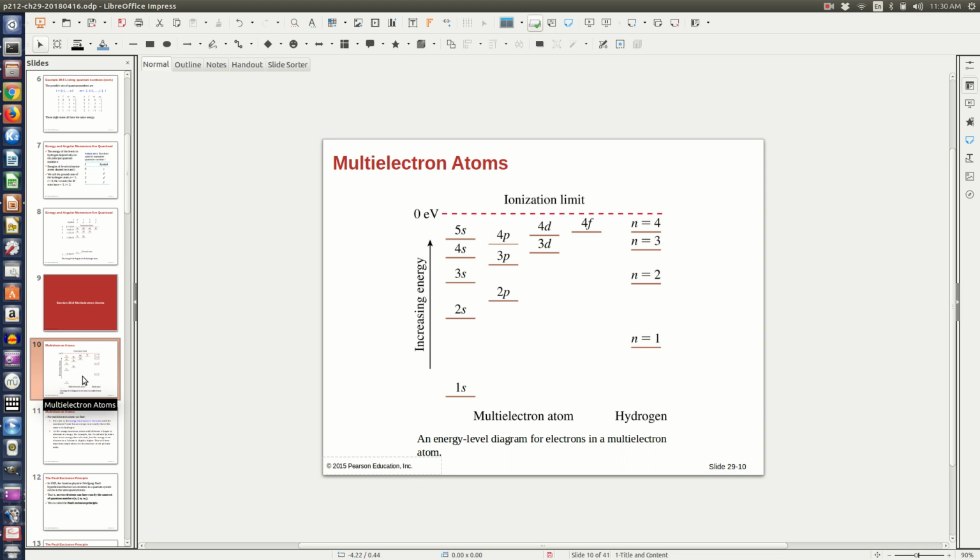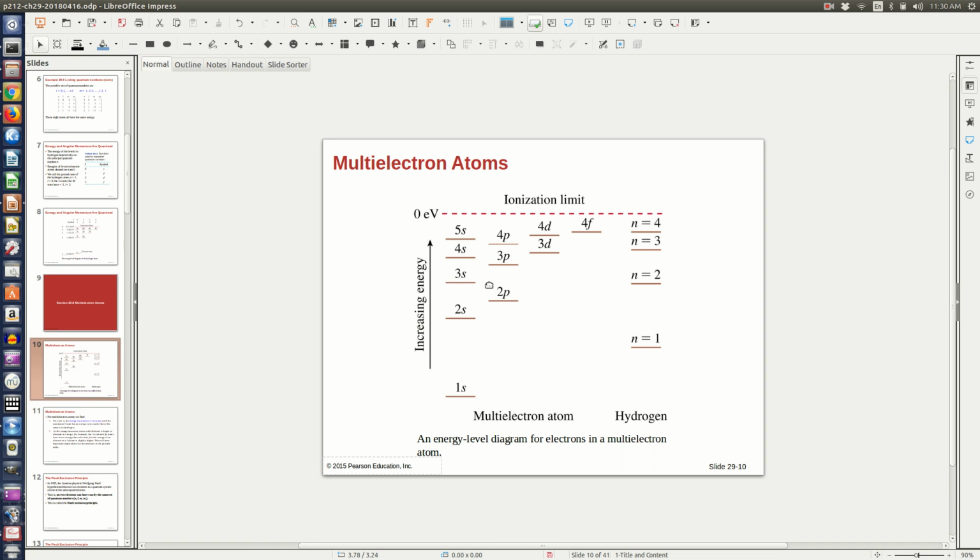And so the energy structure for atoms that are heavier than hydrogen, that have more than one electron, now has an energy level structure that depends not only on n, but l. For example, in the n equals 2 level, we have two possibilities of l, 0 or 1. 0 would be the 2s state, and 1 would be the 2p state. But you'll notice they're at different energies, and in general, the energy goes up with increasing l.